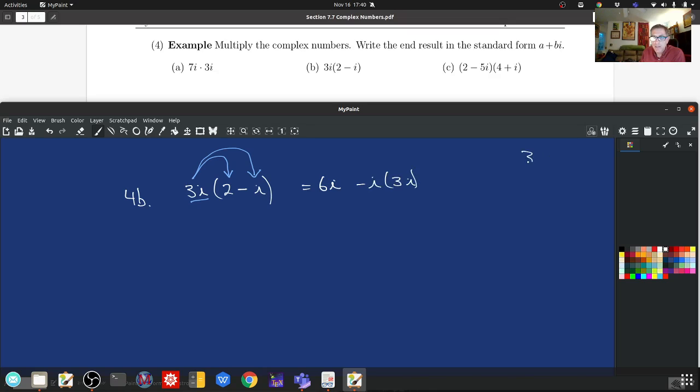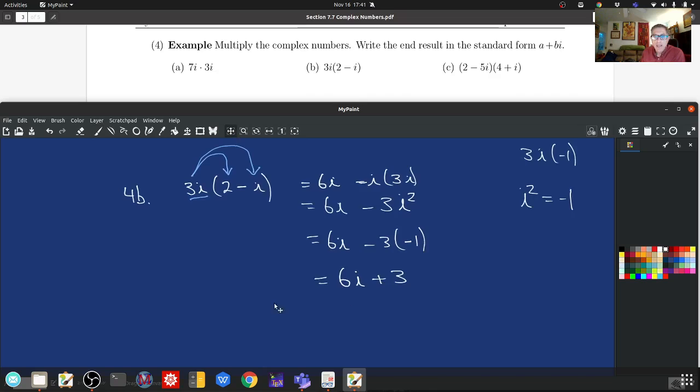And then I do minus i times 3i. Or if you want, you can write it as 3i times minus i. Well, that's 6i plus minus 3 times i squared. So the minus i times 3i is minus 3 times i squared. But you have to remember that i squared is equal to minus 1 for the umpteenth time. So that's minus 3 times minus 1. The end result is rather surprising. It's 6i plus 3.